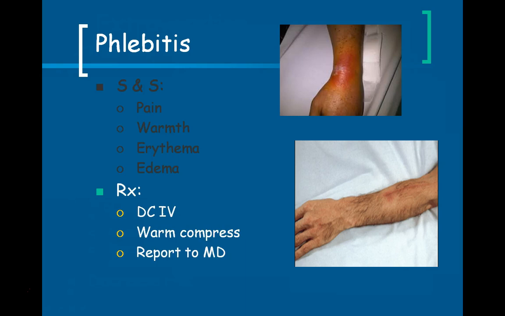So what do we do if we see phlebitis? Well, that's a site that can't be salvaged, so we discontinue the IV, take it out. For phlebitis, we use warm compresses, and this needs to be reported to the physician because it's a pathologic condition. With infiltration, if it's not the infiltration of a vesicant, if it's an infiltration of a non-irritating solution, we don't need to report it to the physician. But with phlebitis, we do.